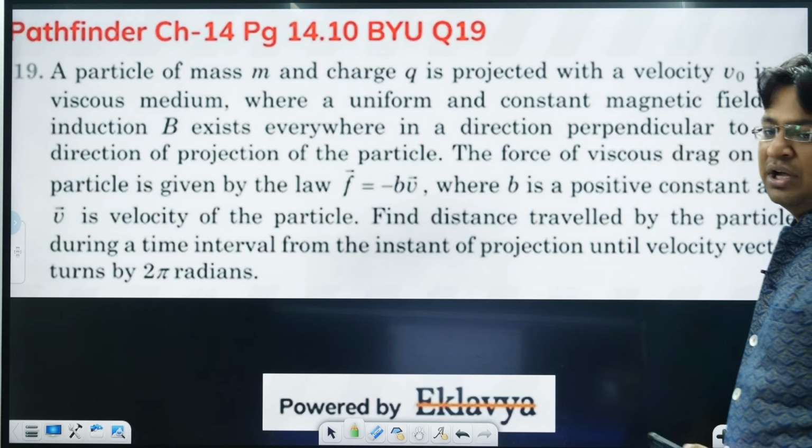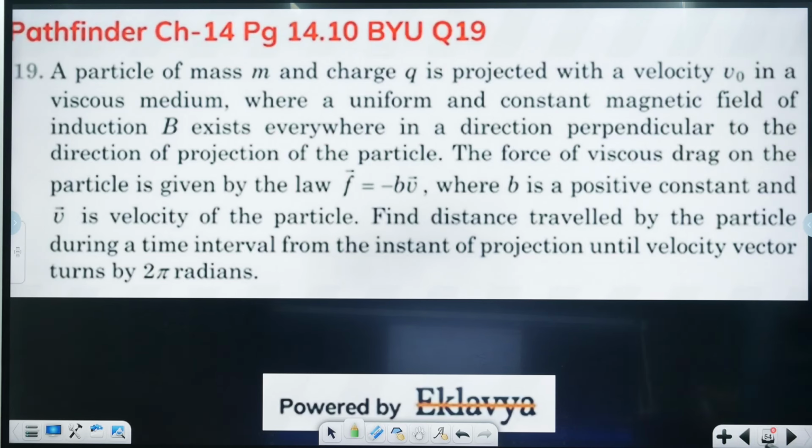This question says a particle of mass m and charge q is projected with a velocity v naught in a viscous medium where a uniform and a constant magnetic field of induction B exists everywhere in a direction perpendicular to the direction of the velocity or projection of the particle. The force of viscous drag is given by, okay, find the distance traveled by the particle during a time interval from the instant of projection until the velocity vector turns.